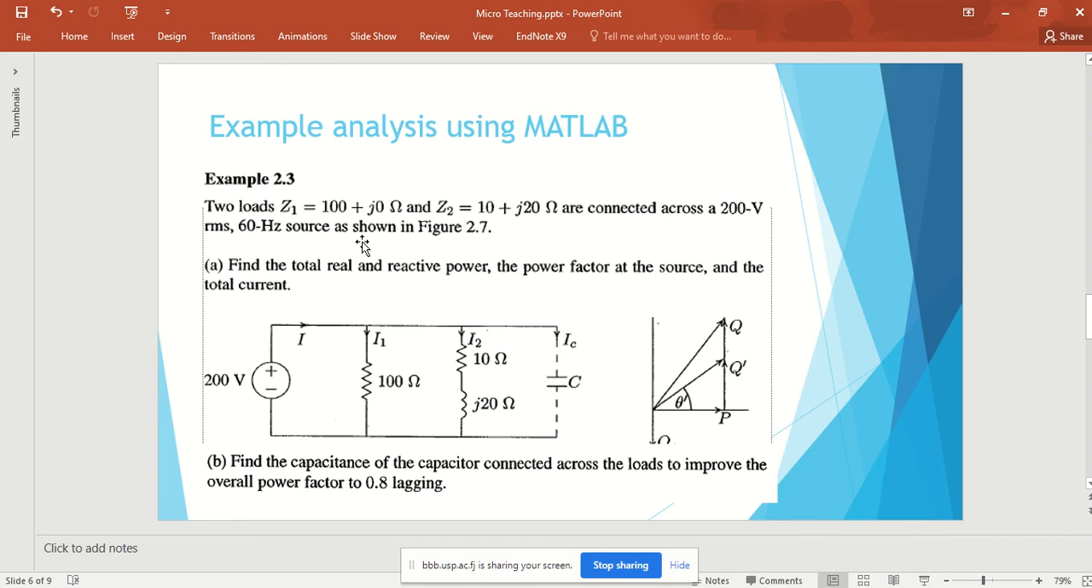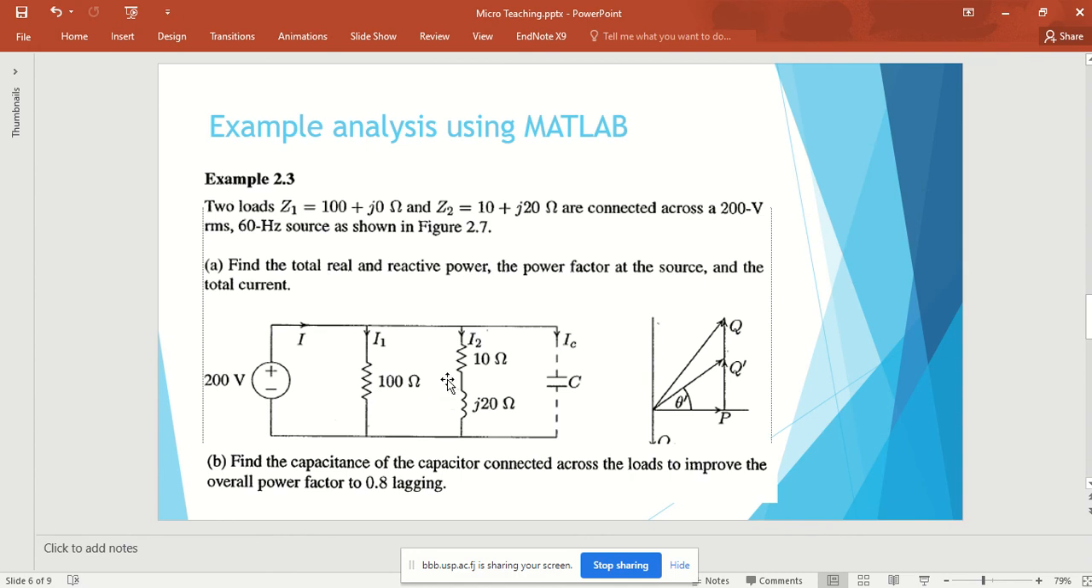So example 2.3, this is again from the book Power System Analysis by Hadi Saadat. Two loads: Z1 equals 100 plus j0. So you can see here, this is 100. It is a pure resistive load. And then we have Z2, which in a real-life example we can take as a motor, and Z2 equals 10 plus j20. This could be taken as positive just for a real-life example. They are connected across 200 volts RMS, 60 hertz.